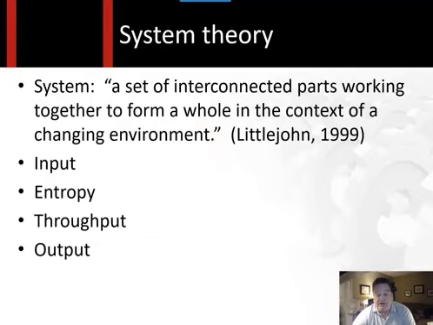Throughput is the process of what the group does. It's maybe working on a project or having a discussion on something. That's all part of throughput. And then output is your final solution. What the group puts out, what they produce, is what output is.